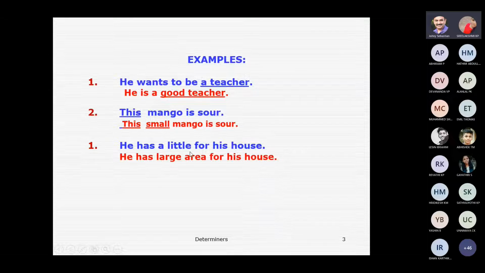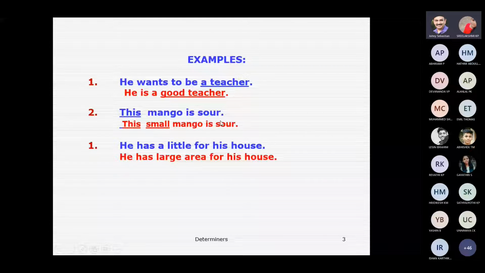He has a little for his house. A little is the determiner. He has large area for his house. So the large area is again an adjective.